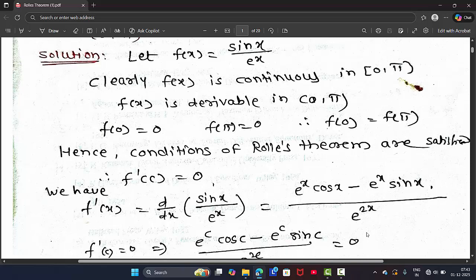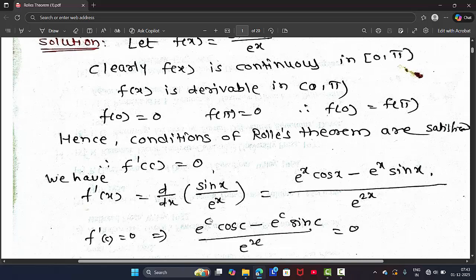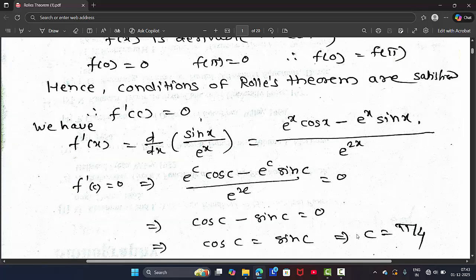Consider f'(c) equals 0. This implies that e raised to c cos c minus e raised to c sin c, divided by e raised to 2c, equals 0. I shall transfer this e raised to 2c to the right hand side. What I get is e raised to c into (cos c minus sin c) equals 0. Again, transferring e raised to c to the right hand side, I will get cos c minus sin c equals 0. This implies that cos c equals sin c.